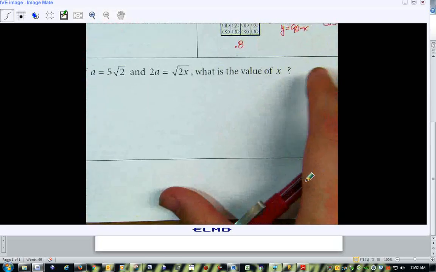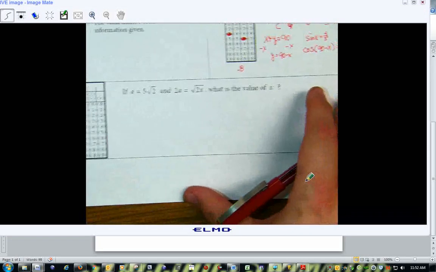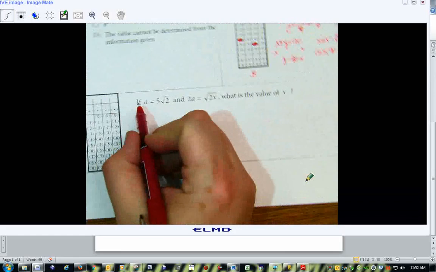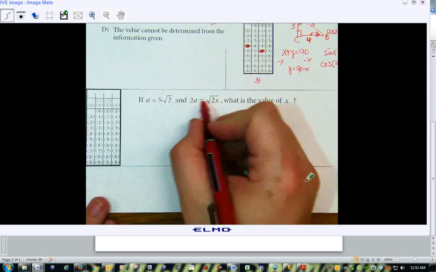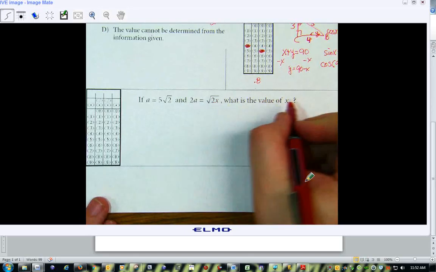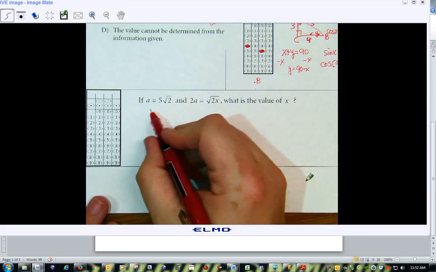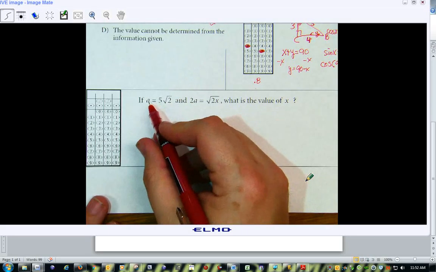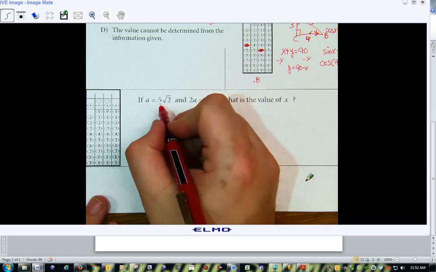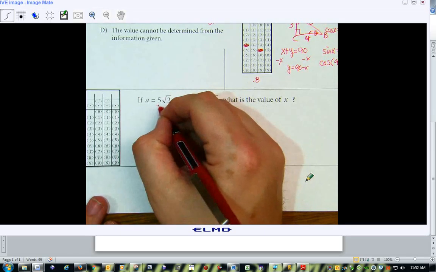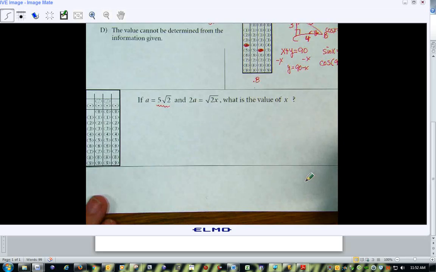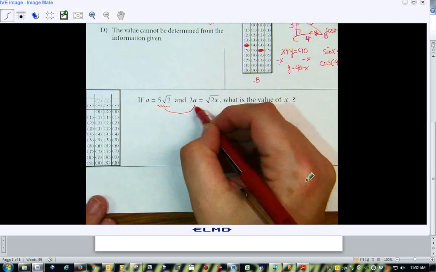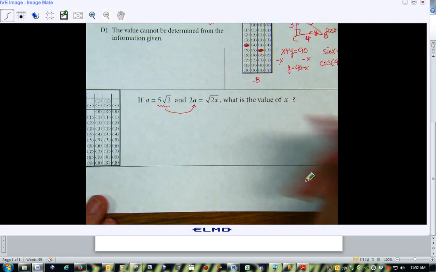If a equals 5 times the square root of 2, and 2a equals the square root of 2x, what's the value of x? Well, do I know what a is? Yeah, 5 times the square root of 2. Alright, so wherever I see an a, I can put in 5 times the square root of 2, can't I? Yep. So I can put that in right here. So I can change it to 2 times 5 times the square root of 2 is equal to the square root of 2x.